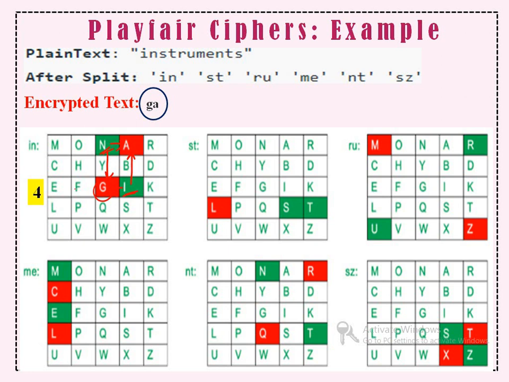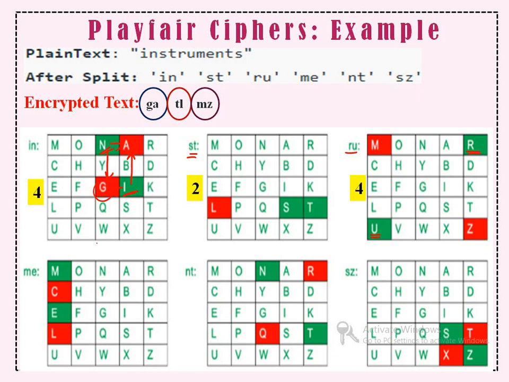Can you tell me for ST in the same manner? The second digraph, ST, is mentioned over here. Which rule are you going to apply? Same row, so most probably rule number 2. S is to be replaced by T, T is to be replaced by L. Third one, RU. R stands here, U stands here. Fourth rule.